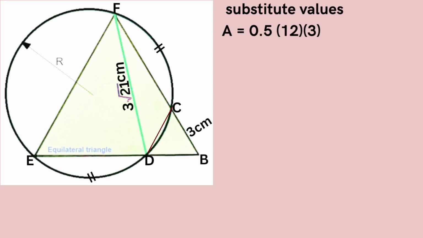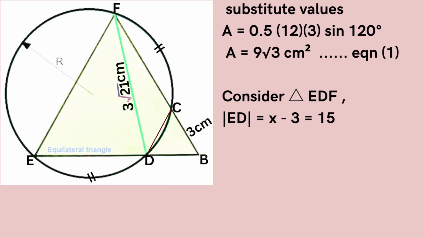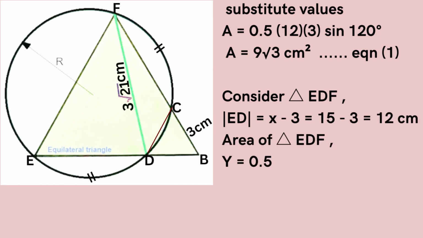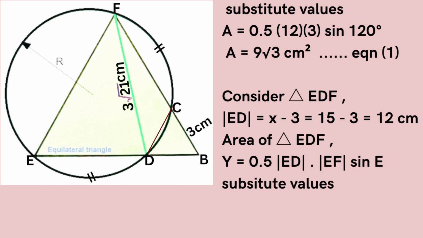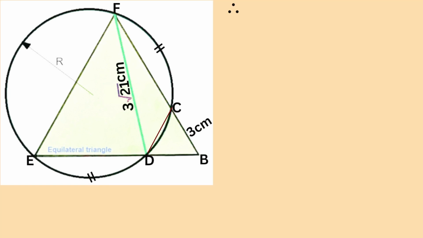Substitute values and we have the area A equals the product of 9 and the square root of 3, all in square centimeters. We call it equation 1. Consider triangle EDF. Let its area be y. After substituting values, area y equals the product of 45 and the square root of 3, all in square centimeters. We call it equation 2.